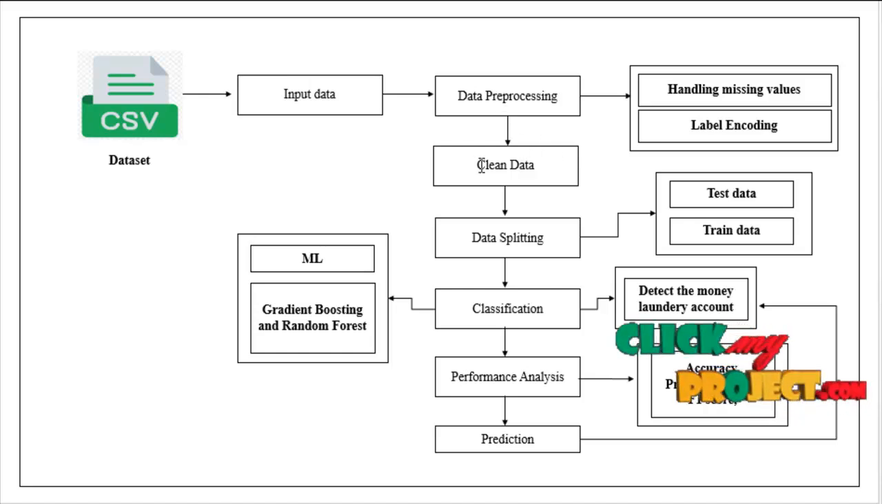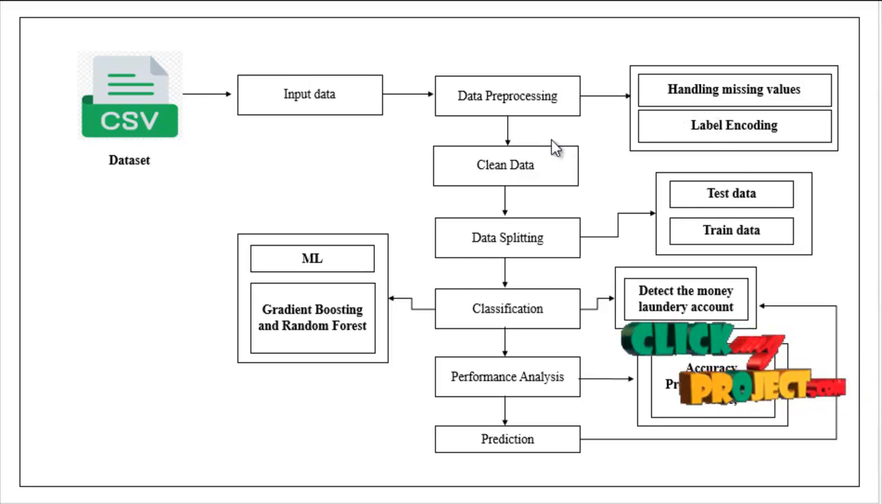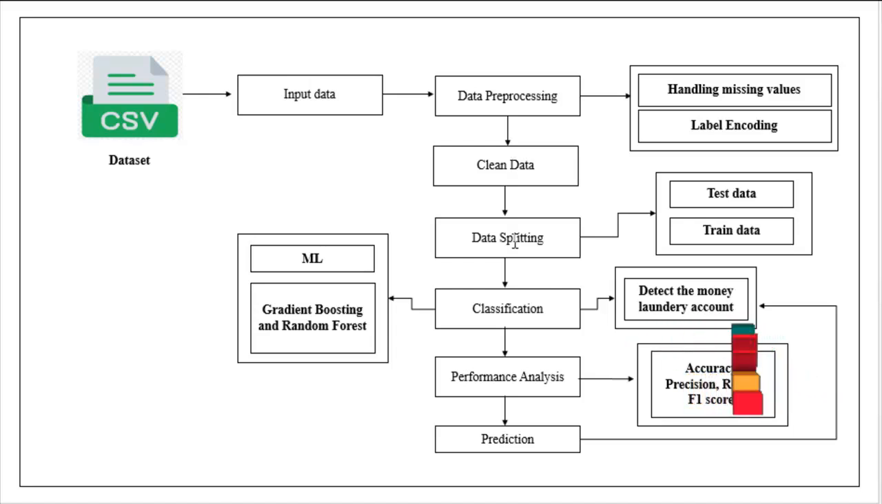Here the main objective is to clean the data. In this step we handle any missing values. If there are any missing values, we replace them with zeros to avoid wrong predictions. Then label encoding. Label encoding means we convert strings into numeric integer values so the machine can understand them. The cleaned data is carried to the data splitting module.